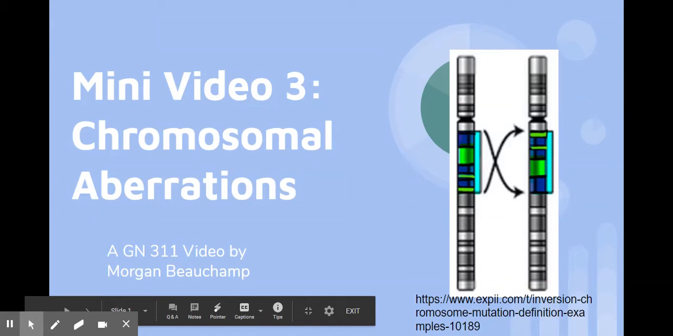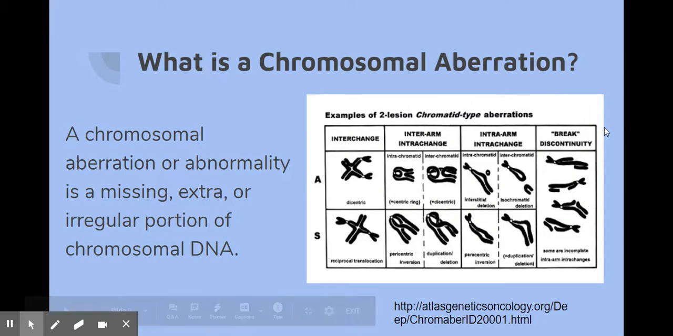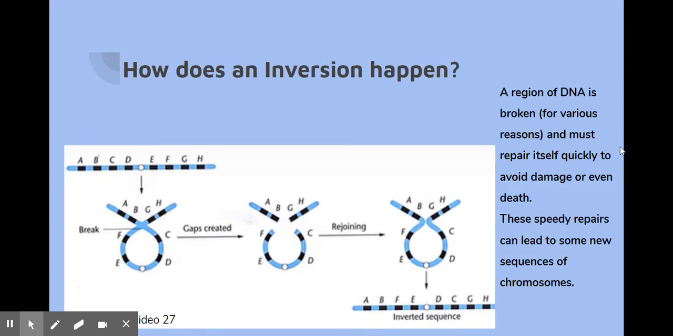Hey, this is Morgan Beauchamp, and for mini video 3, we're going to talk about chromosomal aberrations. These are an abnormality due to a missing, extra, or irregular portion of DNA. There are many kinds of aberrations, but today I'm going to talk about inversions.